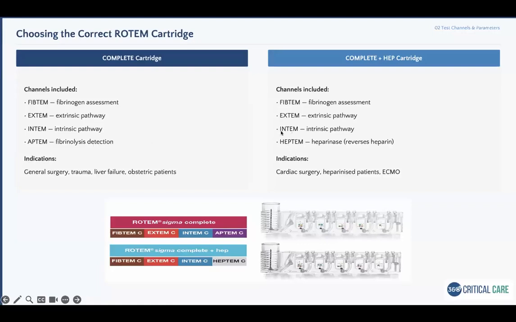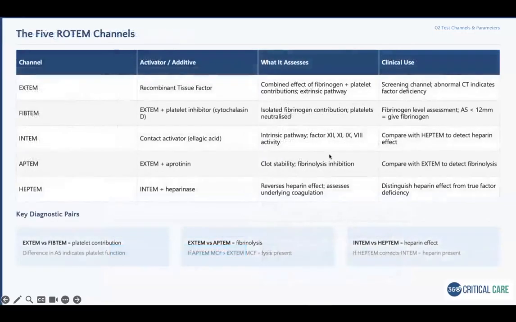Similarly, HEPTEM: whether the changes are because of heparin or not, you can find out with the HEPTEM channel. Now, how is the information derived from the channels?